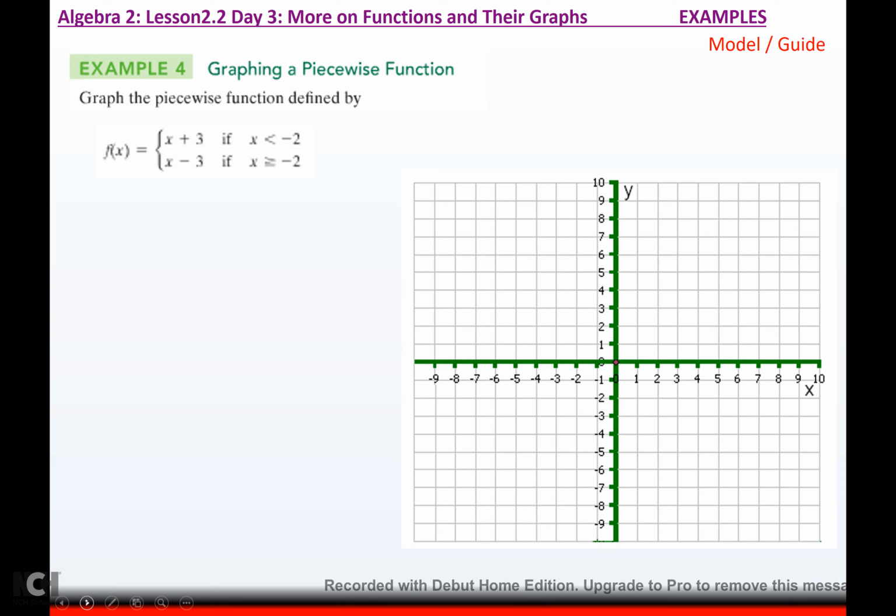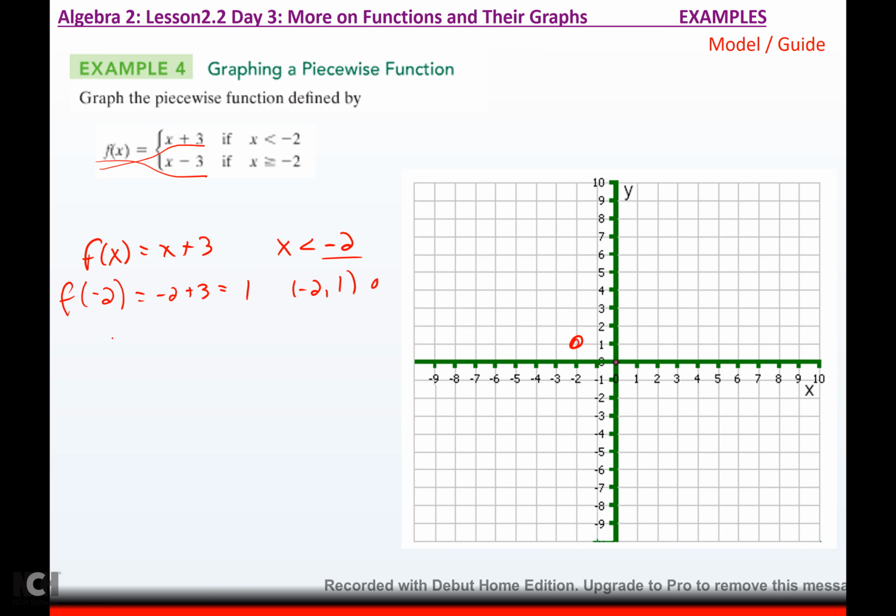Alright, so let's try another one. They want me to graph, these are two lines. I know they're lines because they're linear, first degree. If I graph f of x equals x plus 3 if x is less than negative 2, I can pick some values. I can pick negative 2. It would be negative 2 plus 3, which would be 1. So negative 2, 1 is going to have an open circle because it's not included.